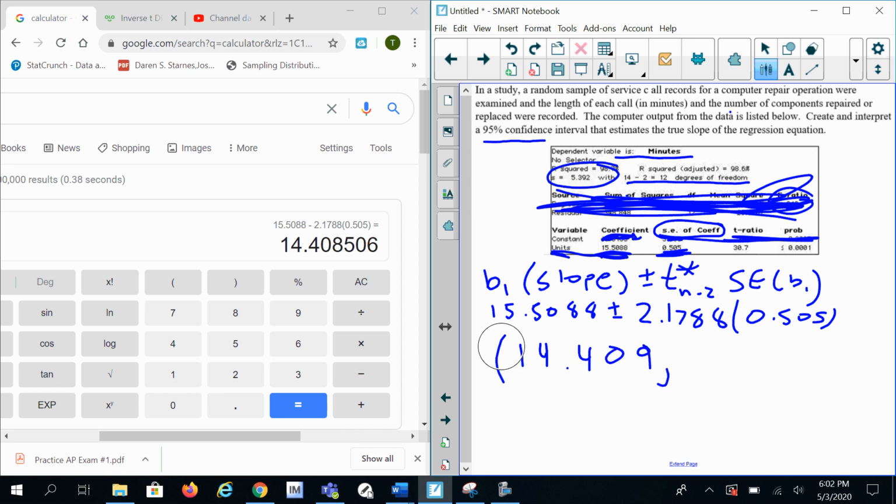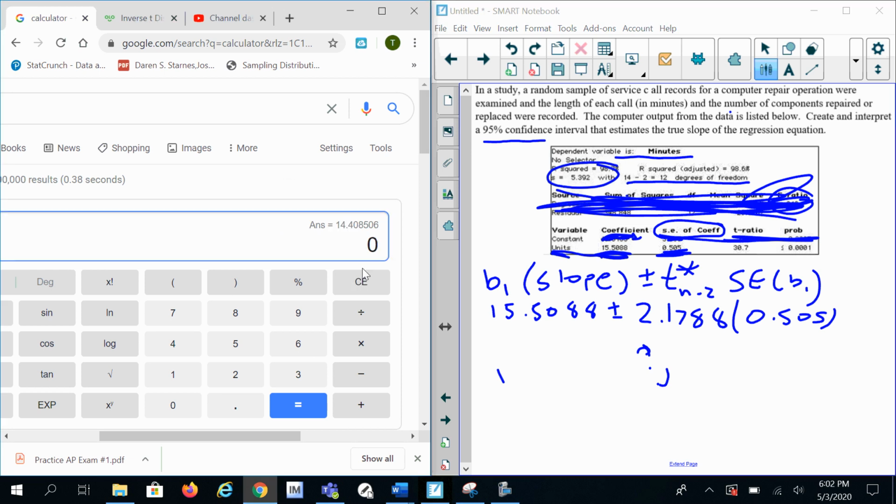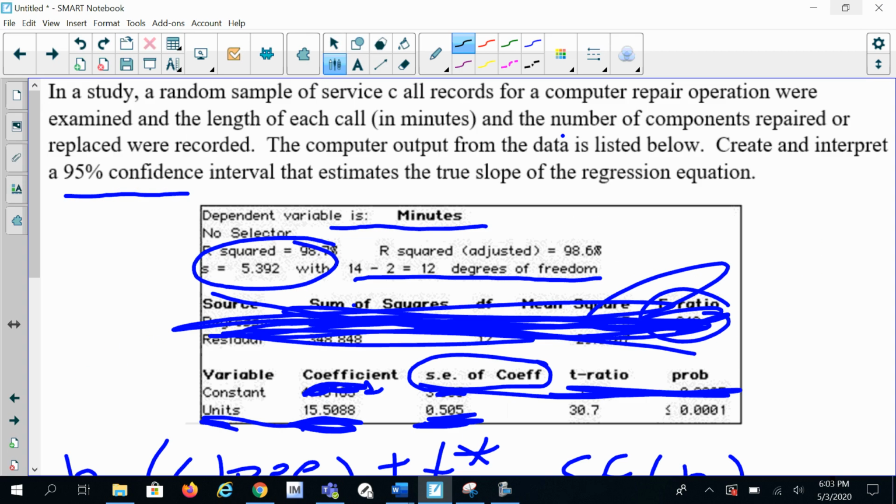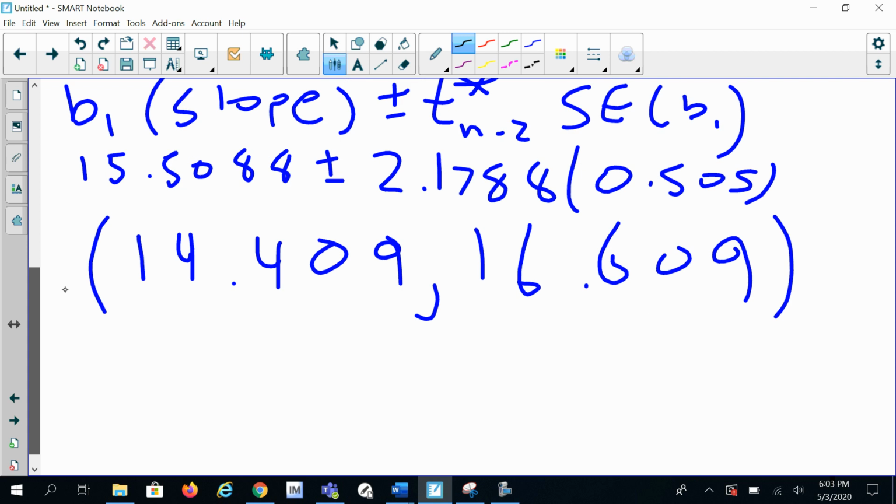And then we just need to do it for the plus one. And maybe there's a way to get the old answer back, but I don't know. So I'll just do it again, 15.5088 plus 2.1788 times 0.505. And I got 16. And my answer is gone. There we go. And I got 16.609. And that is the intercept. Or not the intercept. That is the confidence interval for the slope.